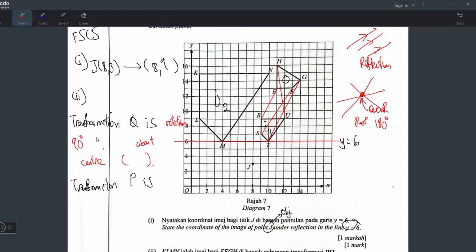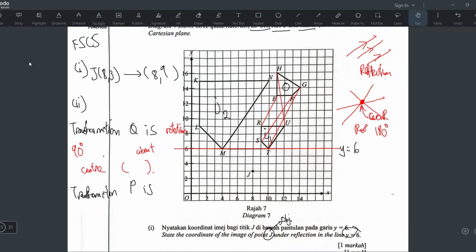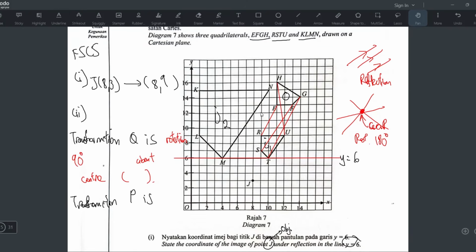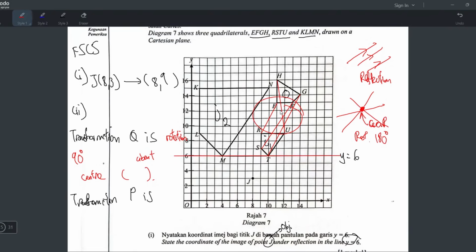Okay. How to find out the center of rotation? For rotation 90, you can use compass and then draw two perpendicular bisectors, right? But I will show you the method yang tak guna compass. So the method is like this. Out of all these lines you drew, choose two lines that are not parallel and then do the perpendicular bisector for these two lines. So out of all these lines, which two lines are not parallel? Okay, you can see these two lines, they are almost parallel. So it's not a good idea to choose these two lines, right?